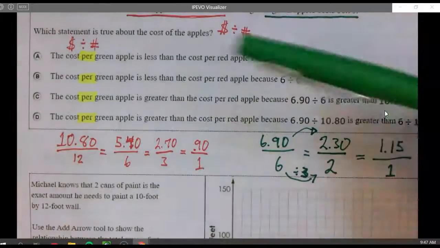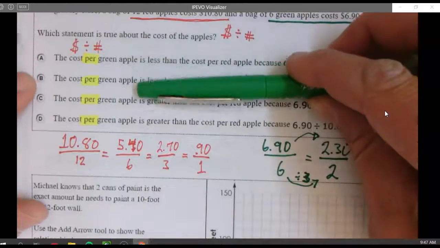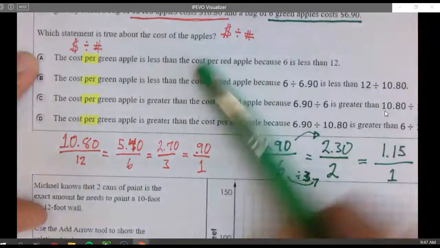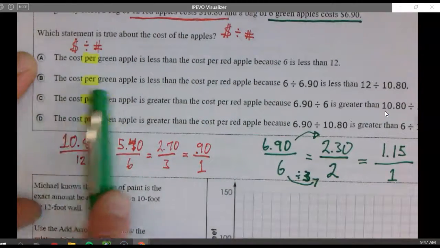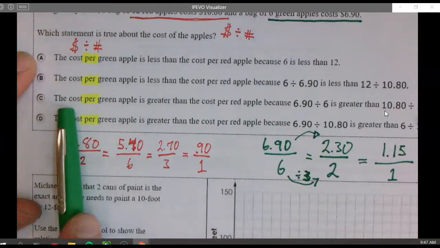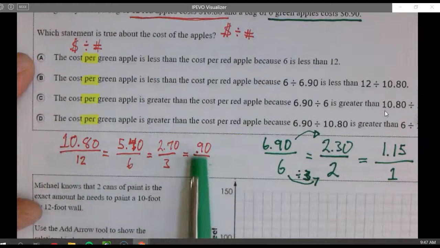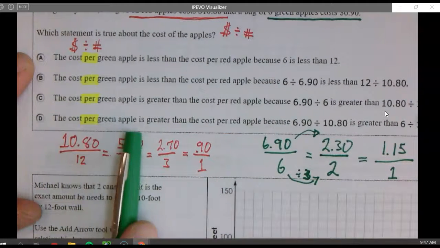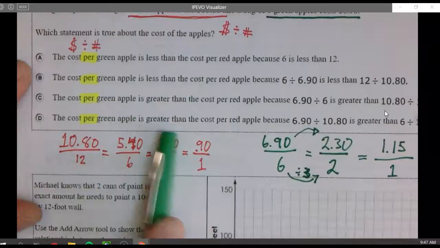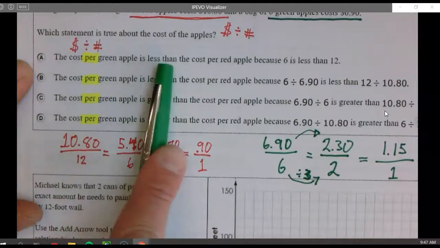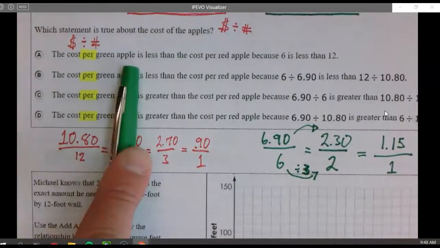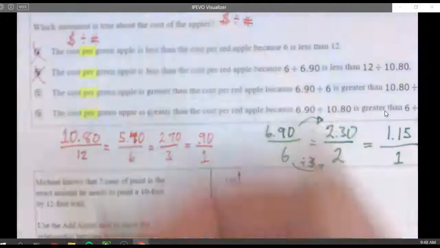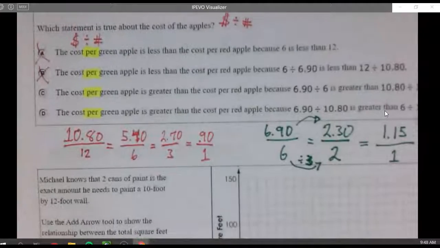But now we have, guys, there are always trap doors. Beware the trap doors. Which cost is less, green or red? Red is less, so green apple's greater. I can throw out A and B, because A and B tell us the green apple's less.